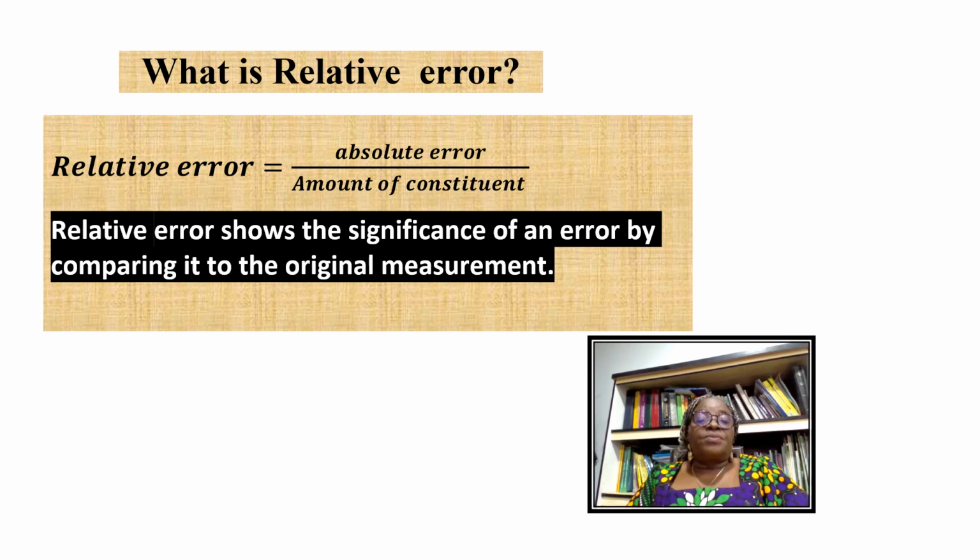What is relative error? The relative error is the ratio of the absolute error of a measurement and the actual value of the quantity, and it can be expressed in percentage, in parts per 100 and parts per 1,000. Relative error can be calculated when we have absolute error. From the absolute error, you divide it with the amount of the actual constituent. The relative error shows the significance of an error by comparing it to the original measurement.